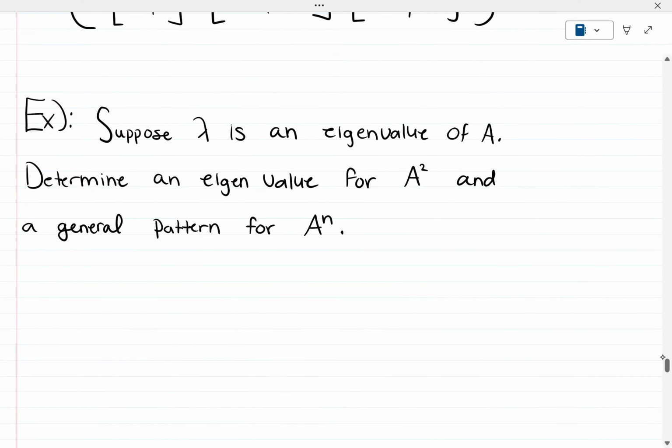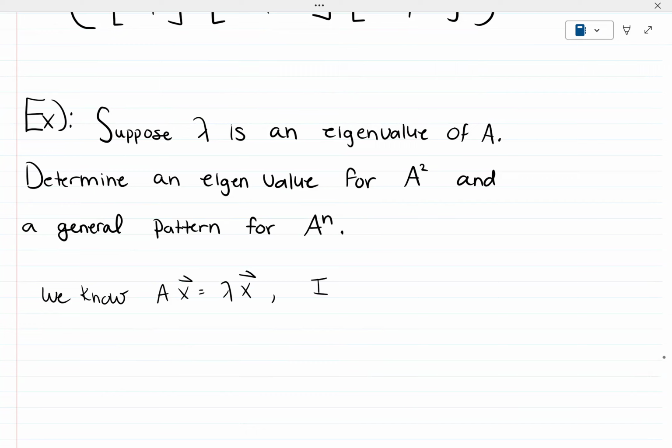So suppose lambda is an eigenvalue of A. Determine an eigenvalue for a square matrix and a general pattern for A to the n. So let me reread this problem. Suppose lambda is an eigenvalue of A. Determine an eigenvalue for the square matrix and a general pattern for A to the n. So what we know is A times vector x is equal to lambda times vector x.